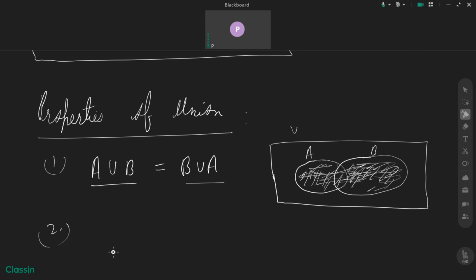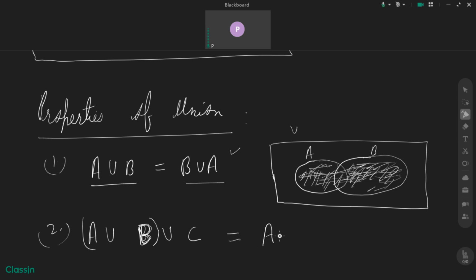The second property is known as commutative law. It is commutative law. Now let us see associative law. It says if we have three sets, let us say A, B, and C, and we take their union, A union B union C. Since union is a binary operation, first I will take the union of A and B, and then I will take the union of the resulting set with C.